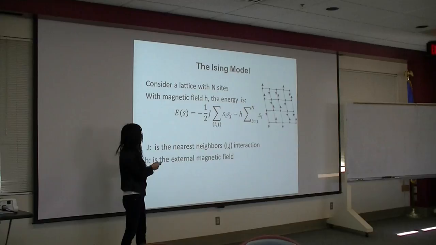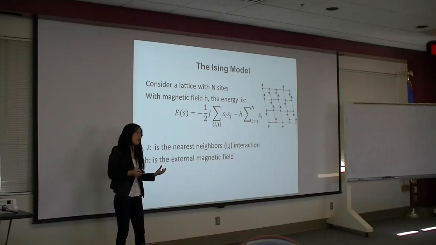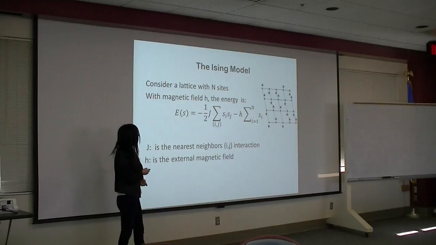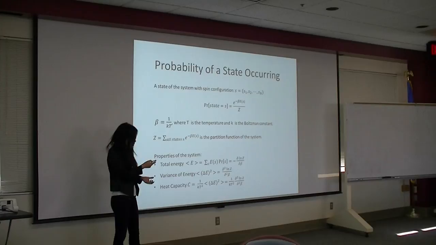of this lattice. Suppose that we have a total of n atoms, and so the number of states of the system should be 2 to the n. And we know that the state of the system satisfies the Boltzmann distribution. So for each state, the probability can be calculated according to the Boltzmann distribution.